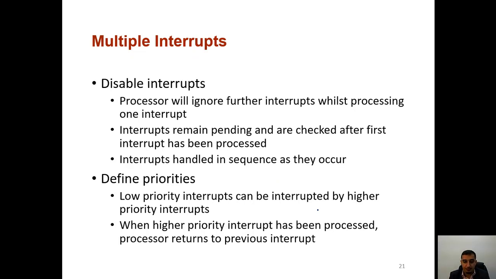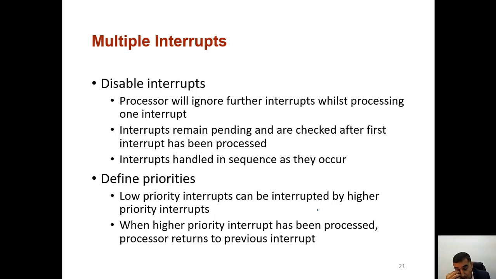Now, sometimes you have multiple interrupts, and sometimes interrupts overtake the actual CPU. So for certain applications, we need to disable the interrupts. The processor sometimes will ignore further interrupts while processing one interrupt. The interrupts remain pending and are checked after the first interrupt has been processed. Interrupt handlers are handled in a sequence as they occur.